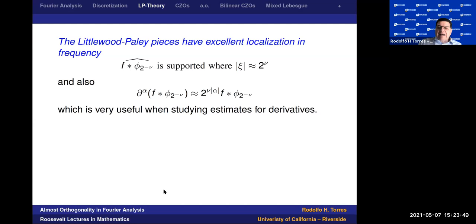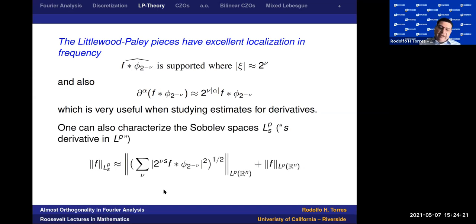And as I was saying, these pieces have such a localization, so they live essentially where C is of the order of 2 to the nu. And so one can prove that when one takes the derivative of one of these pieces, and taking derivatives is something we're going to be doing a lot, that's why I come back to this remark, that's essentially like multiplying the original piece by 2 to the nu alpha, right? So these become, again, something very useful when studying derivatives.